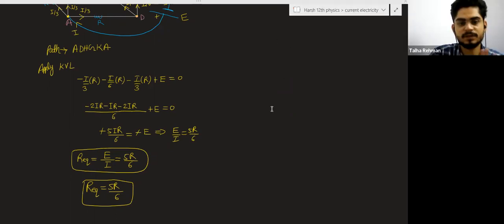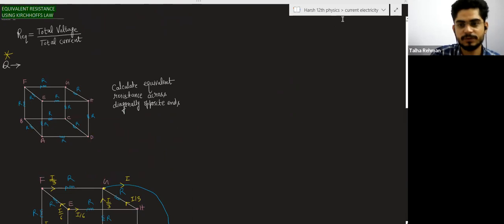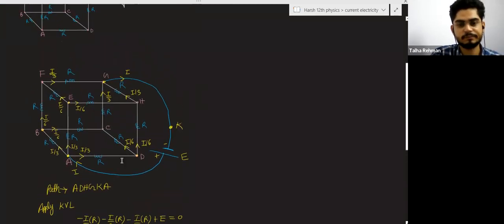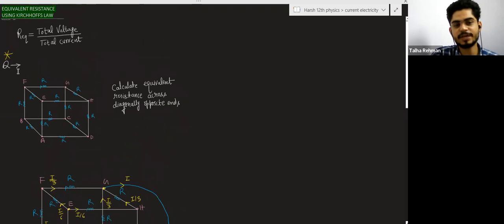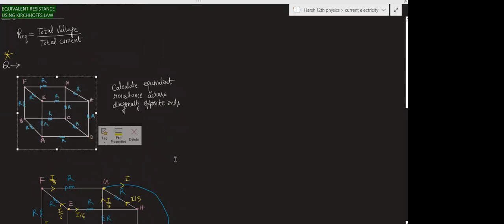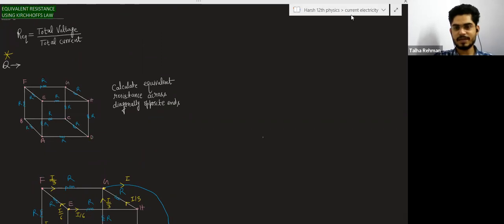Now this is completed. We have applied the concept of R equivalent equals total voltage by total current, and we have also applied the KVL, because we cannot solve this question without applying the KVL.